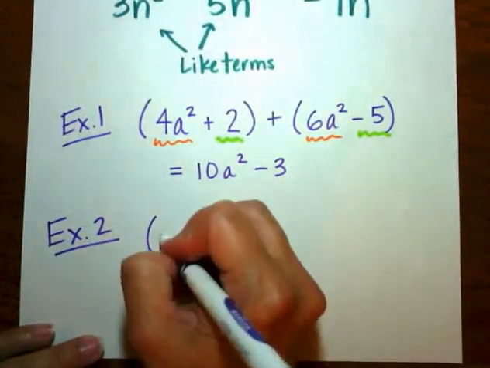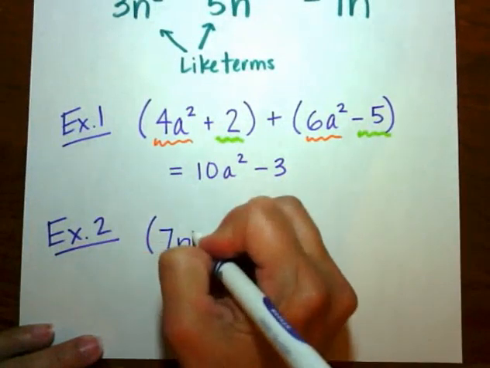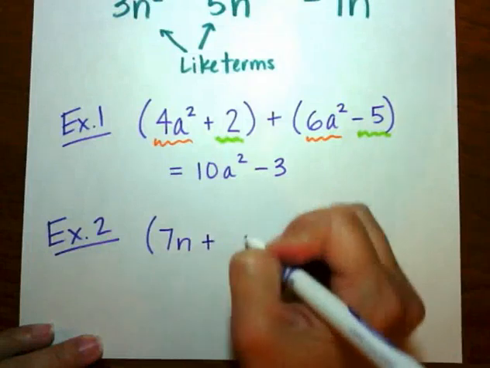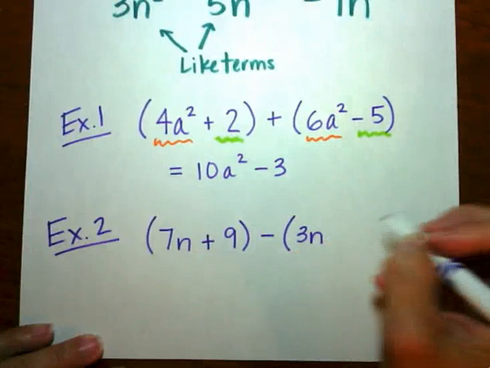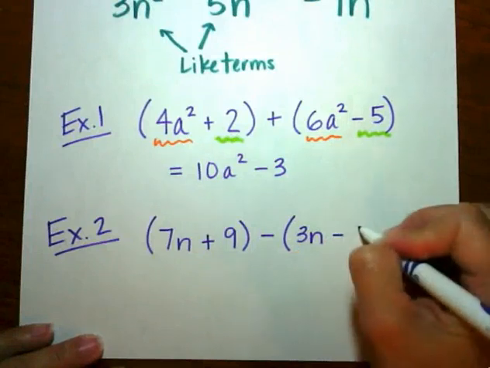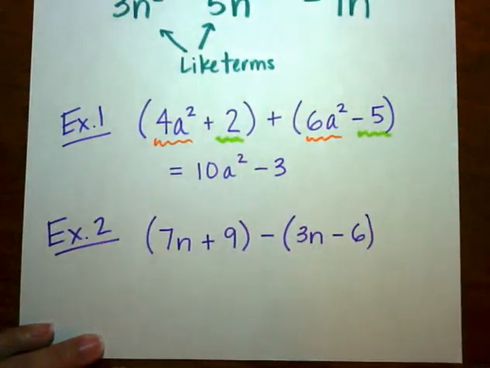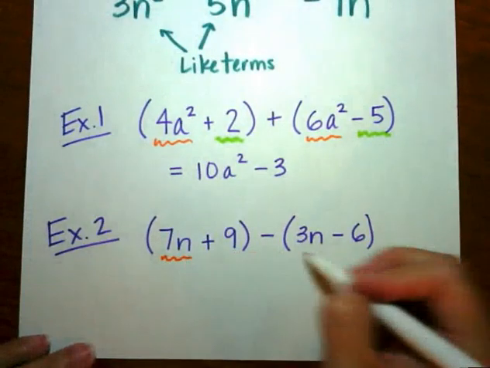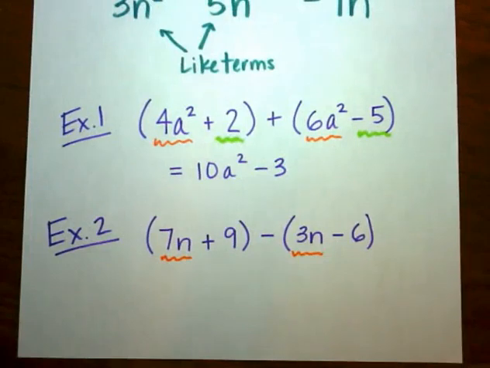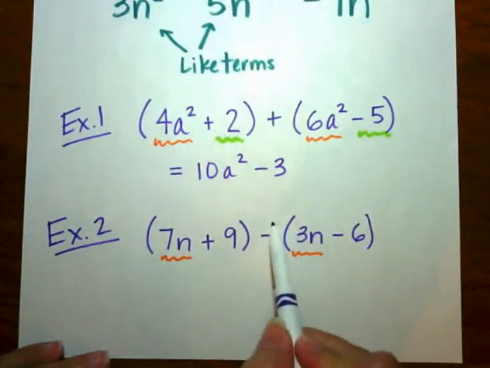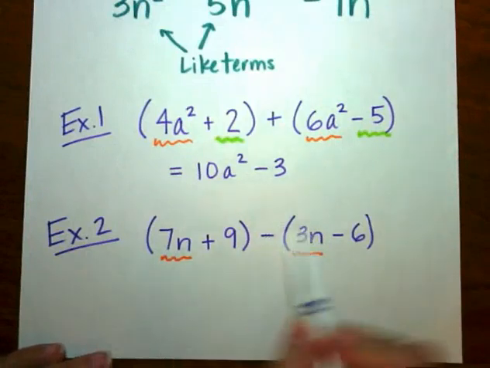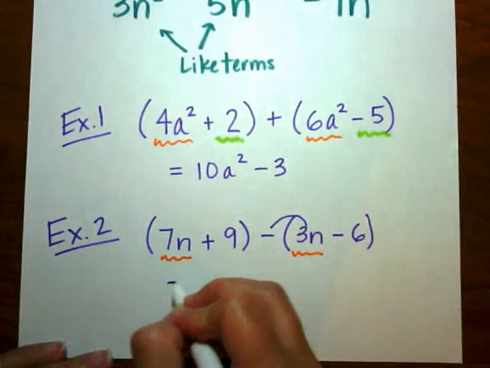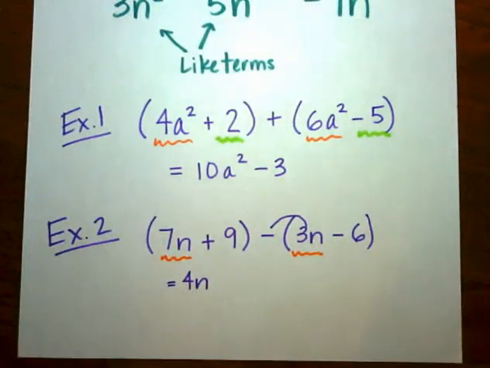All right, let's try a subtracting one. How about 7n plus 9 minus 3n minus 6. Okay, so again, we're going to look for like terms. So I notice that 7n and 3n are like terms, but I have to remember I'm subtracting. So it's almost like we have to distribute the subtraction sign. So we're really going to do 7n minus 3n, which would equal 4n.